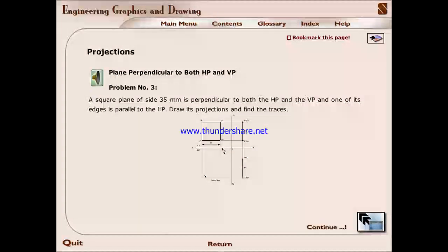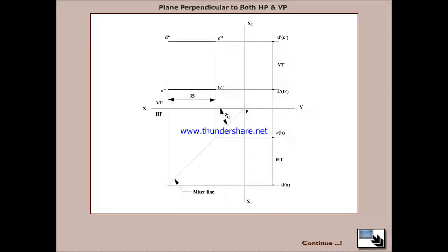Plane perpendicular to both the reference planes, HP and VP. Problem number 3. A square plane of side 35 mm is perpendicular to both the HP and the VP, and one of its edges is parallel to the HP. Draw its projection and find the traces.